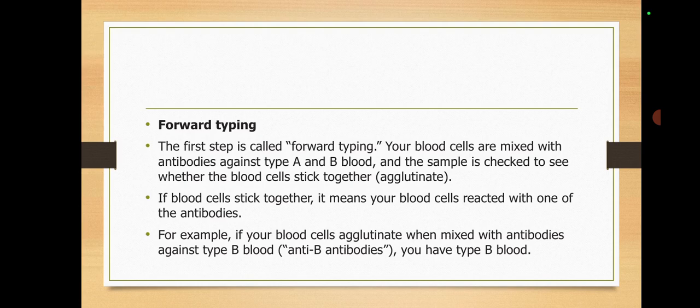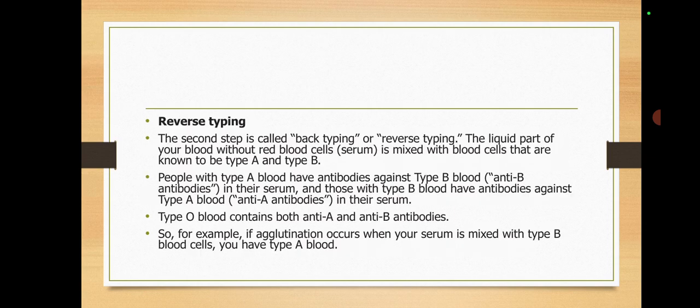Your blood cells are mixed with antibodies against type A and type B blood, and the sample is checked to see whether the blood cells stick together, that is, agglutinate. If blood cells stick together, it means your blood cells reacted with one of the antibodies. For example, if your blood cells agglutinate when mixed with antibodies against type B blood, you have type B blood.